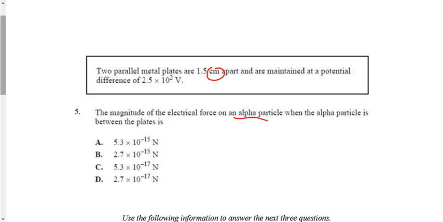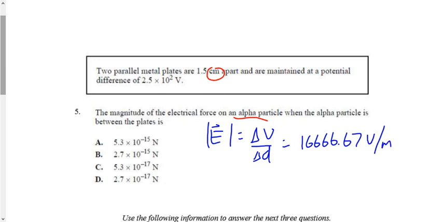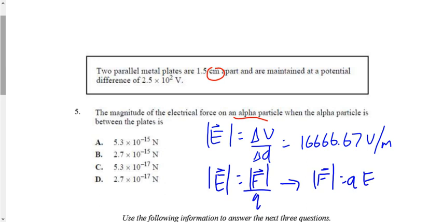For this one, we're going to use both of the equations that we're allowed to use for uniform fields. E is equal to delta V over delta D. And that's going to give us a value of 16666.67 volts per meter. Make sure that you make 1.5 centimeters meters, right? There's my electric field. And now the other equation that I'm allowed to use, E is equal to F over Q, the experiencer equation. So F ends up being equal to Q times E.